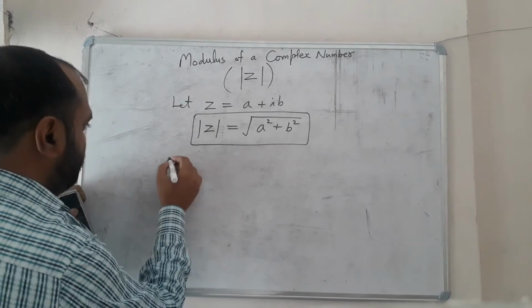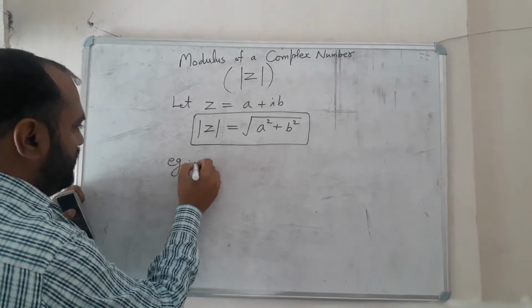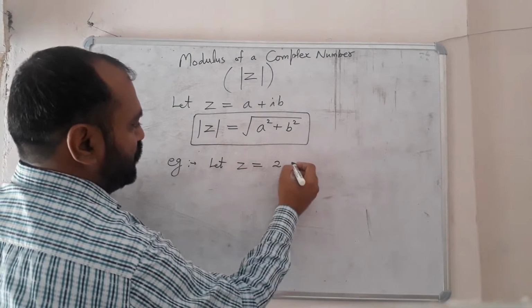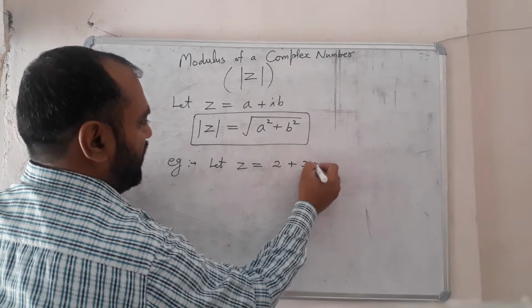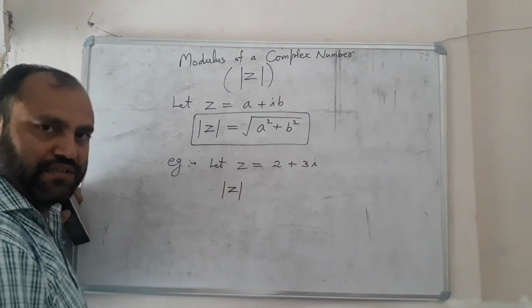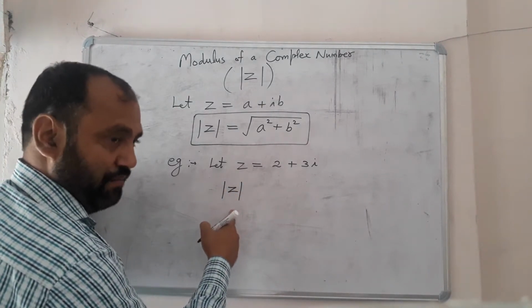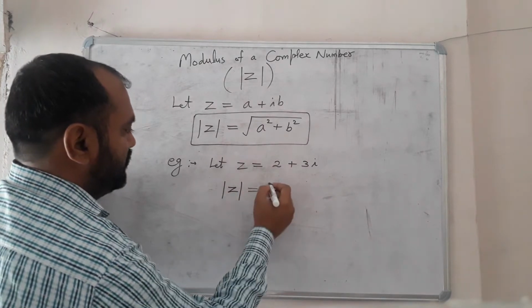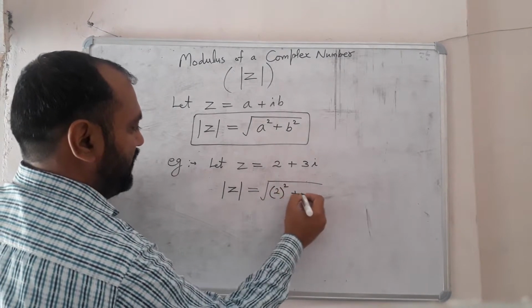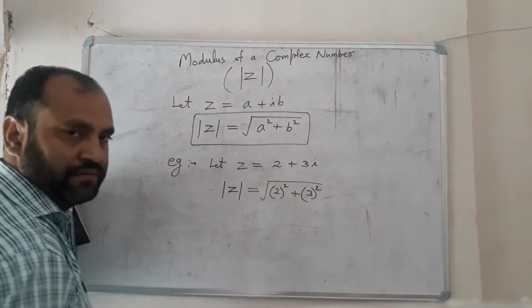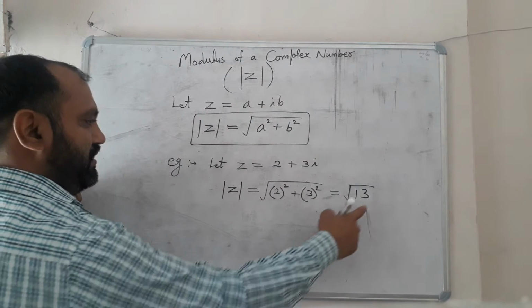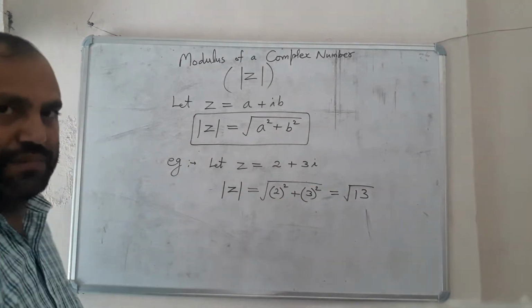Let us take one example. Let Z is equal to 2 plus 3 iota. When you find the modulus of this complex number, according to this formula, it becomes square root of 2 square plus 3 square. So this becomes root 13. So this is the modulus of the complex number.